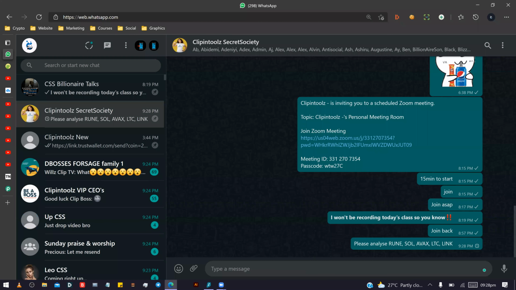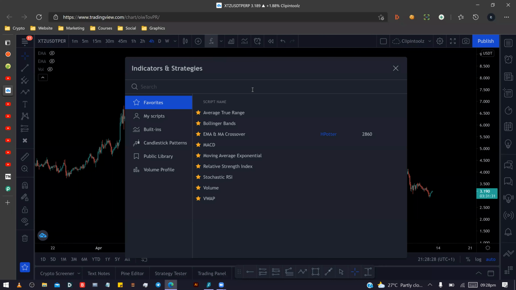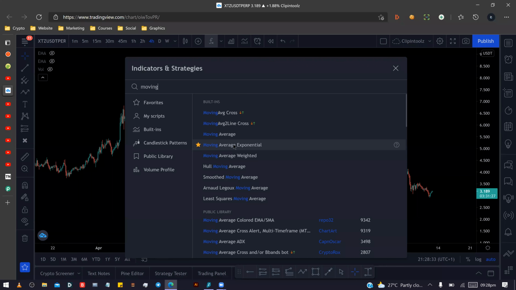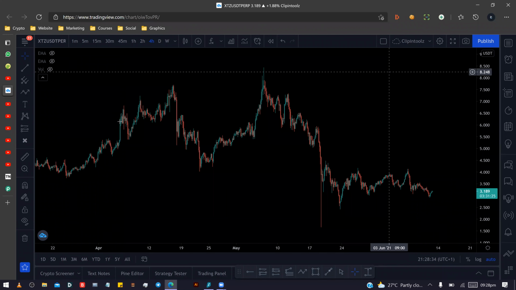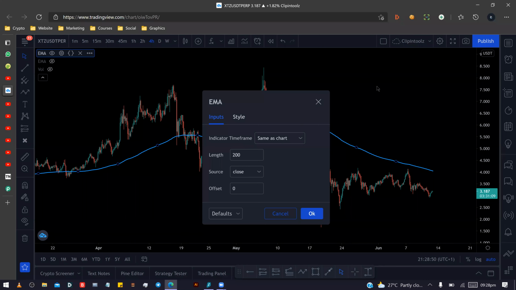Yes, Olamide said, what about EMA? Just come to the indicators over here and search for moving average exponential. You see it there. Just click it to add it. It's going to show in this menu here, and then it will show a line on your screen. Then you click the settings of that EMA to change the period. You can use 20 day, 200 day, anywhere you want.